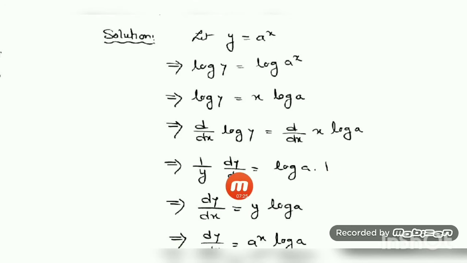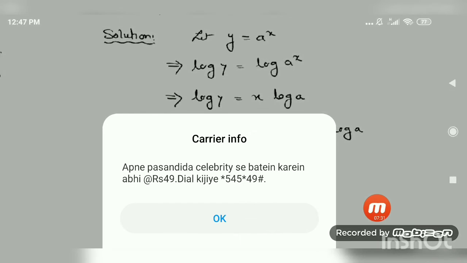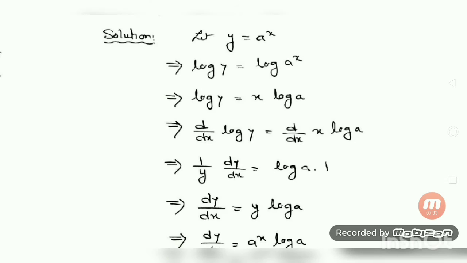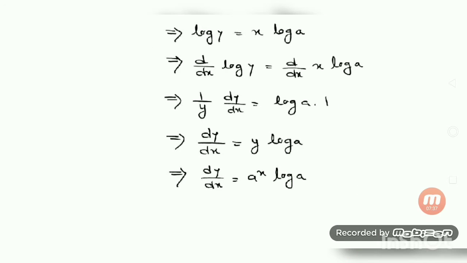So what we have got? dy/dx equal to y. You bring y to the right side, because as I told you earlier, you cannot write the answer in terms of y. Okay, so y you bring to the right side into log of a, and ultimately change this y. What is your y? y is a to the power x. So the value of d/dx of a to the power x is what? a to the power x into log of a. This is the formula you try to remember.